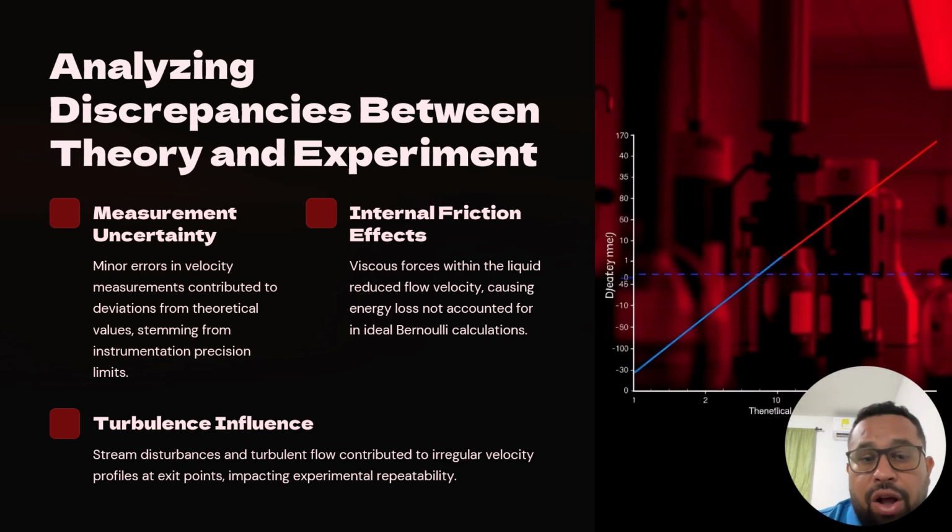First of all, I'm going to talk about the difference between theoretical and experimental results. Minor mistakes in measurement can cause deviation. Internal friction because of viscosity, discrete flow, and flow speed, and turbulence could affect the consistency of the experiment. All these factors contributed to the real-world difference from Bernoulli's ideal model.